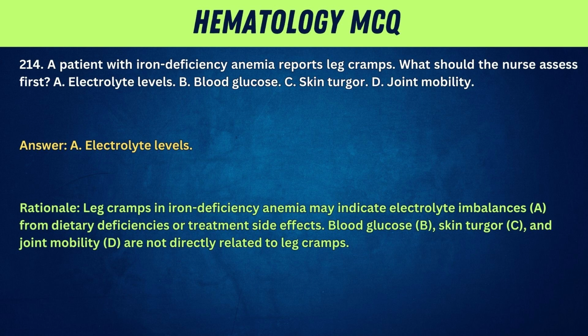214. A patient with iron deficiency anemia reports leg cramps. What should the nurse assess first? A. Electrolyte levels. B.